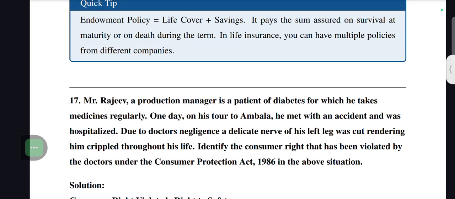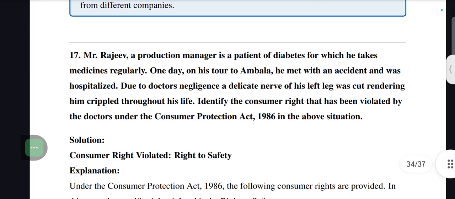Next, Mr. Rajiv, a production manager, is a patient of diabetes for which he takes medicine regularly. One day on his tour of Ambala, he met with an accident and was hospitalized, and due to doctor negligence, a delicate nerve of his left leg was cut, rendering him crippled throughout his life. Identify the consumer right that has been violated by the doctor under the Consumer Protection Act 1986 in the above situation.